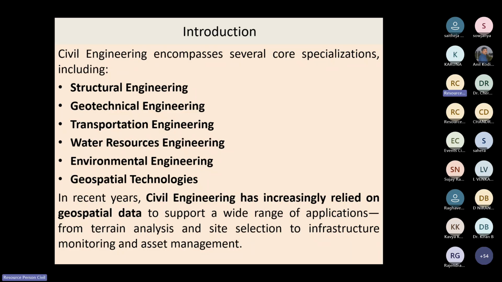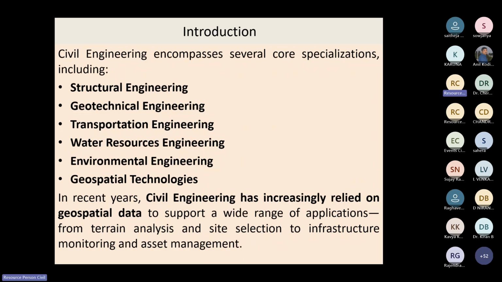So first I would like to start from our core branch onwards. We are all civil engineers. We know we have different specializations like structure, geotechnical, transportation, water resource, environmental, ocean engineering, and remote sensing GIS. That is nothing but what you can consider as geospatial technologies.